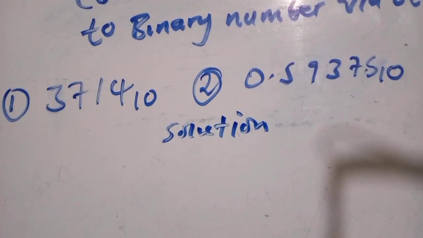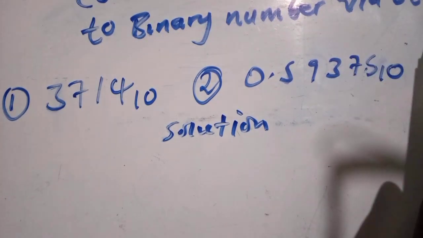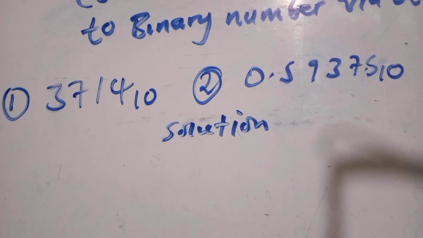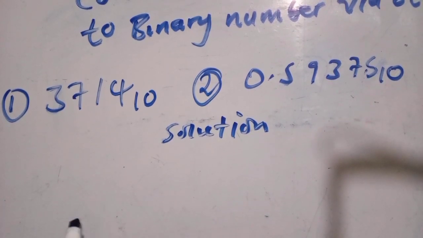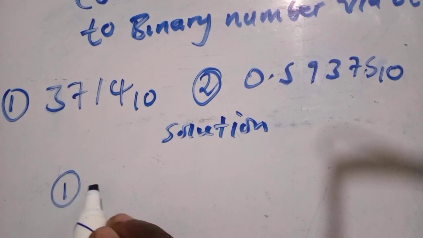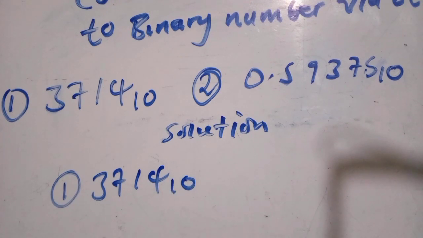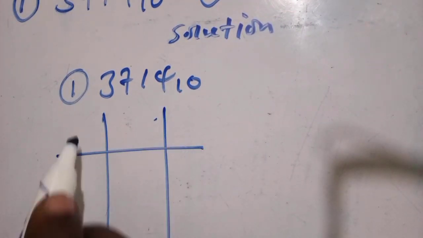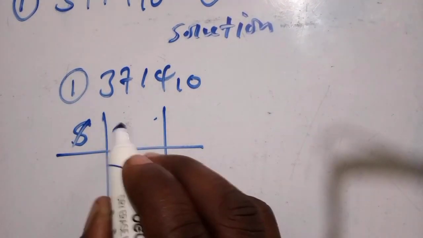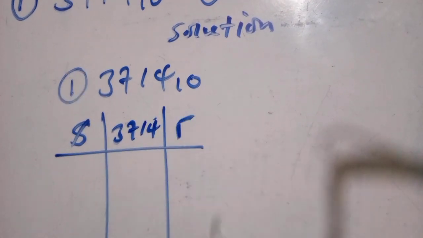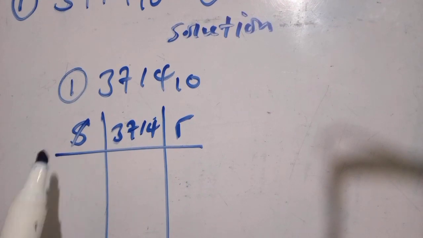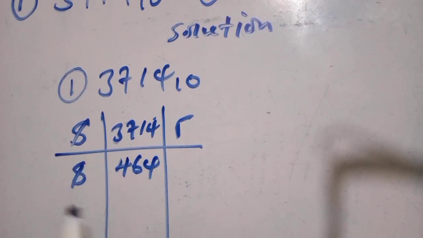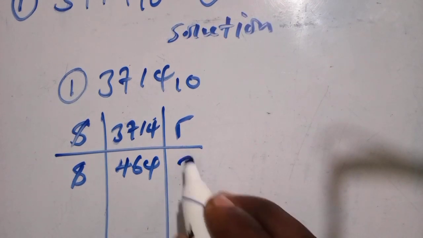For the solution, because we are converting via octal, it is made up of base 8. So you have to divide this number repeatedly by 8. For question 1 we have 3714 to the base 10. We have 8 because we are converting via octal. Here we have to write the remainders. Divide 8 into 3714. The answer you get is 464 with a remainder of 2.